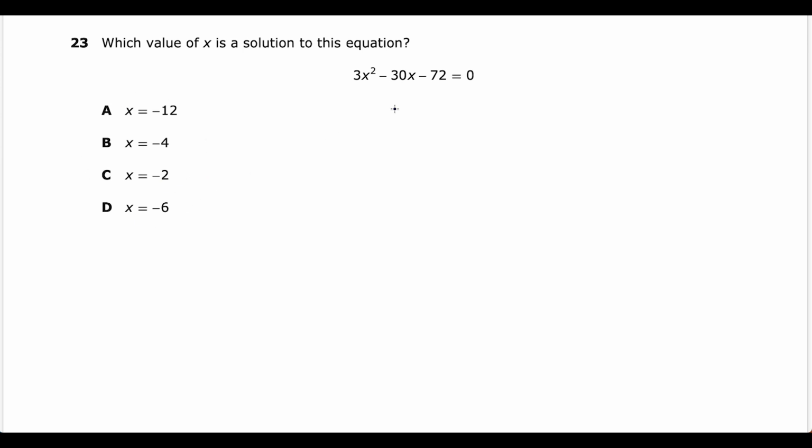So question 23, we could just plug in every x value here and see which one gives us 0, or we could just take this and divide everything by 3 and solve this by hand.